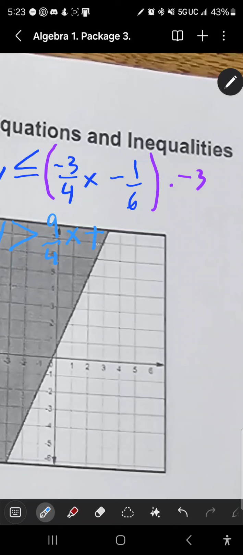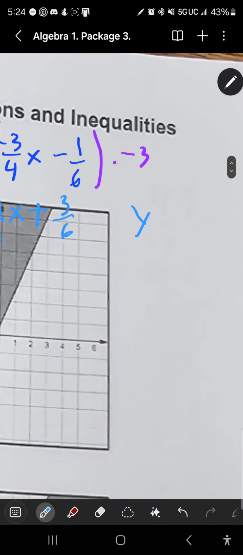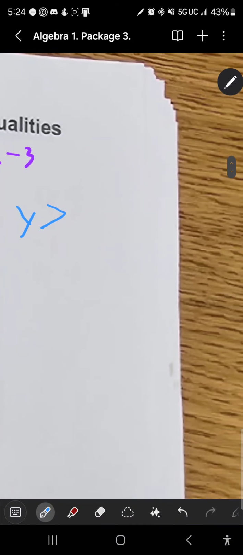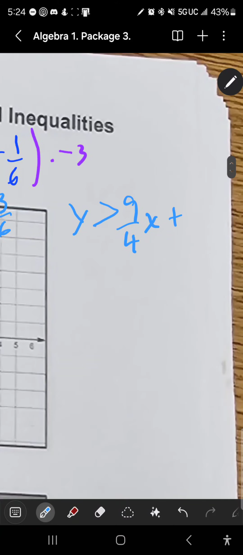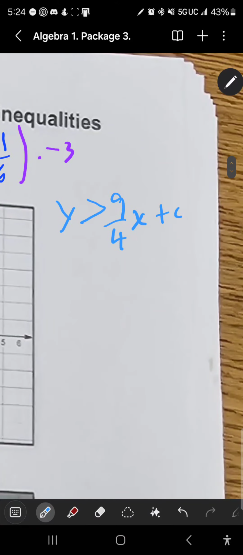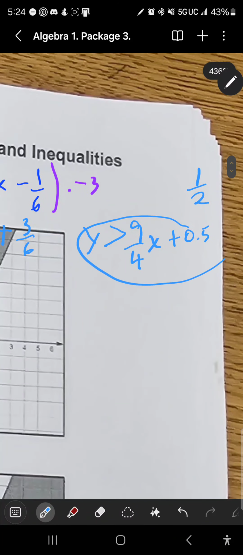Negative times negative is positive, so plus 3. 3 times 1 is 3, 3 over 6. Now another way to write this will be y greater than 9 over 4x plus 3 over 6, which is just 0.5 or 1 over 2, whichever way you like to write it. To get the 1 over 2, we use 3 divided by 3 is 1, 6 divided by 3 is 2, so 1 over 2. But the way you like it more is the one you use. So this is our final equation.